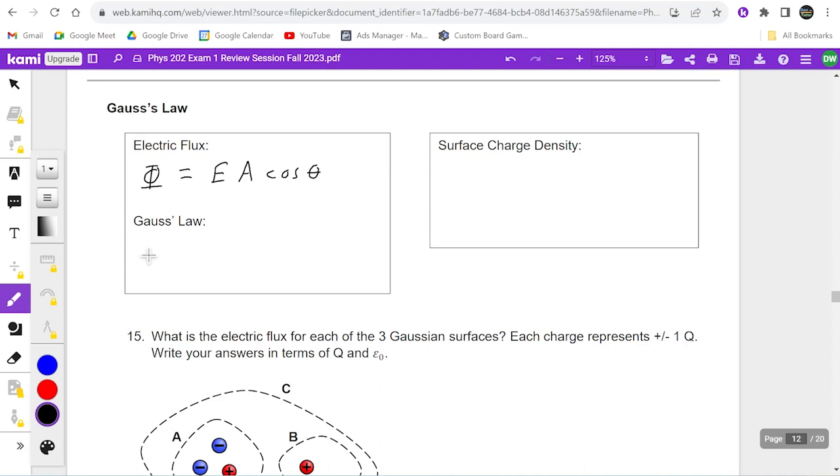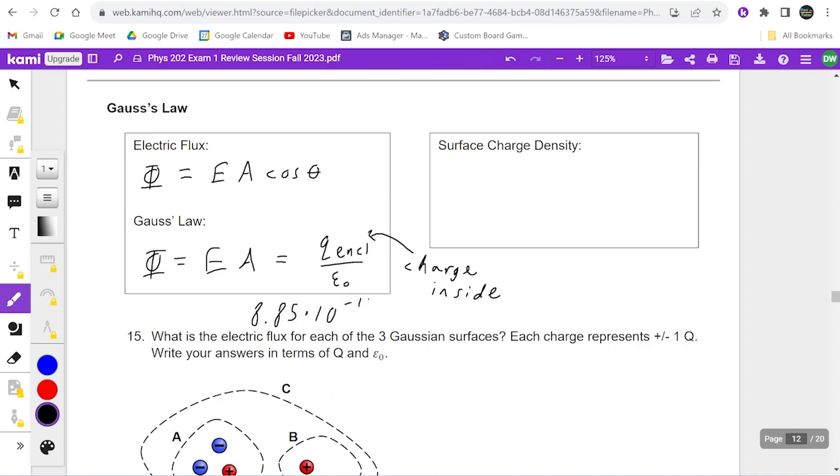Either way, Gauss's law says that the flux is equal to E times A, which is also equal to Q enclosed over epsilon naught. Now this thing, Q enclosed, that is the charge inside. Inside what? Inside your Gaussian surface, inside your butterfly net. And then epsilon naught, this is another constant. This one's 8.85 times 10 to the minus 12th. That's what epsilon naught is. It's going to be given to you on an equation list.